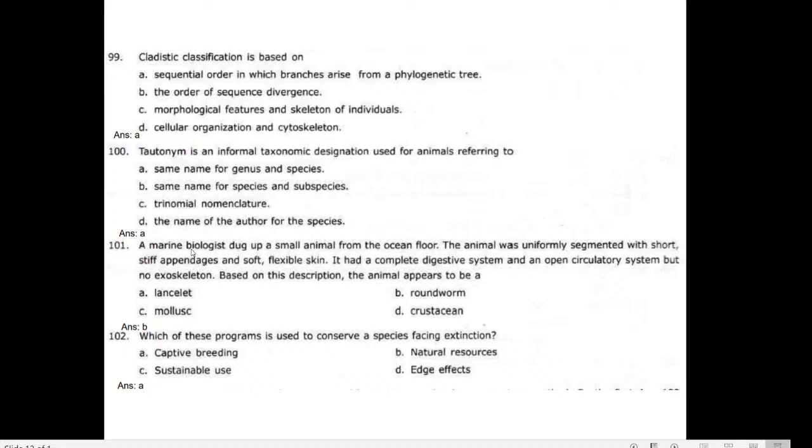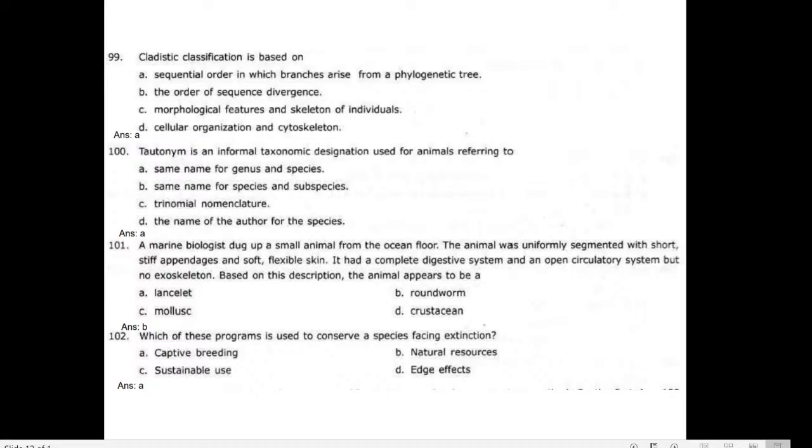And the next question is: a marine biologist dug up a small animal from the ocean floor. The animal was uniformly segmented with short, stiff appendages on soft, flexible skin. These are all the characters. It had a complete digestive system and an open circulatory system but no exoskeleton. Based on this description, the animal appears to be a roundworm. They mention all those things.